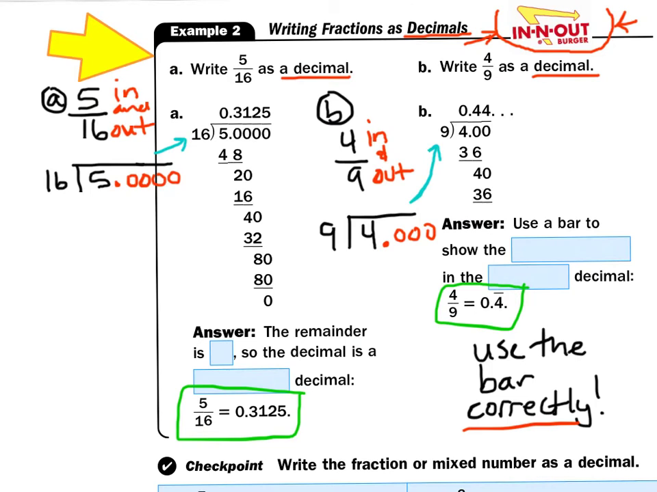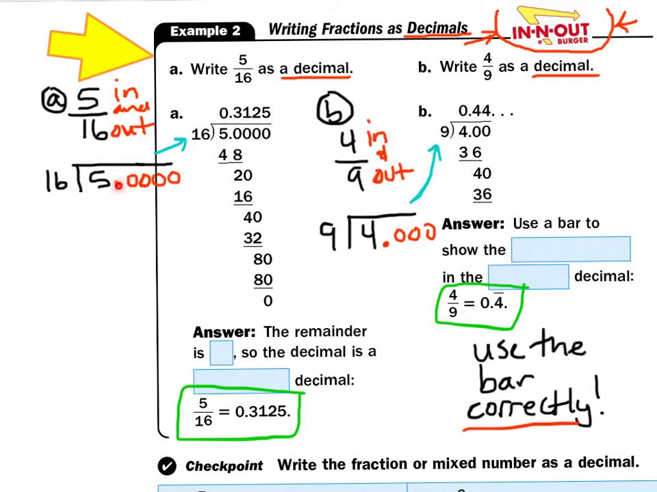Okay, let's take a look at example 2, writing fractions as decimals. Now, the trick that you're going to hear me say a lot has to do with a yummy, yummy fast food place called In-N-Out Burgers. Okay, so take a look at this. If I want to write 5 over 16 as a decimal, I'll show you over here in the margin. Write 5 over 16, and then next to the 5, write the word in. Next to the fraction bar, put and next to the 16, out. In and out. So that means I put the 5 on the inside and the 16 on the outside.